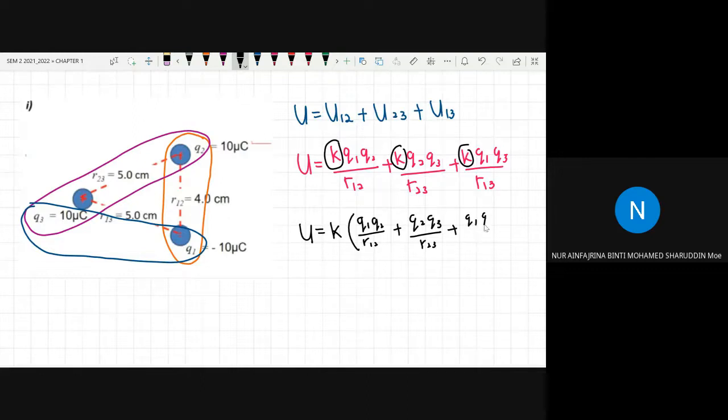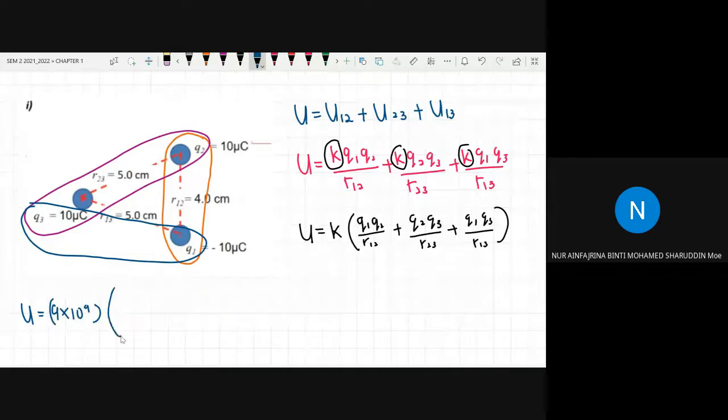So yang paling penting, Miss nak korang belajar tekan calculator ya. Make sure tekan betul-betul. So sekarang I'm going to substitute all the values. So K we know Coulomb constant, 9 times 10 to the power of 9. And charge 1, negative 10 microcoulomb. So Miss akan ambil negative 10 microcoulomb ataupun Miss akan ambil 10 microcoulomb.